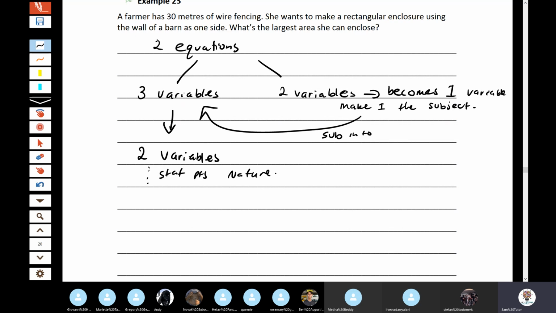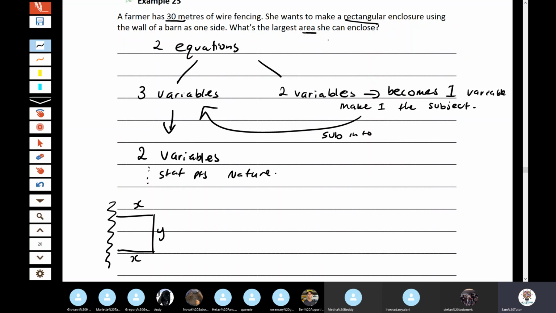Here we go. Farmer Joe has 30 meters of wire fencing. She wants to make a rectangular enclosure using the wall of the barn as one side. What is the largest area she can enclose? So that's your barn. There's your X, there's your Y, there's your X, because it says it's a rectangle and it says area. So that's the diagram I would choose. And it's saying there's already one side that's gone, right? You're using one side of the barn.